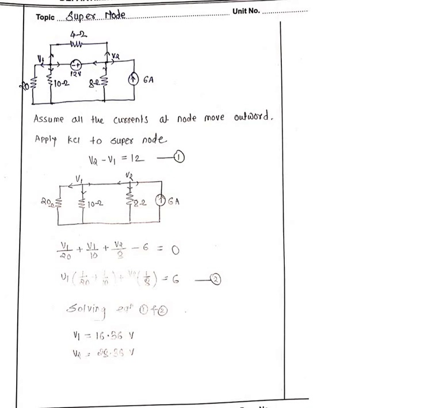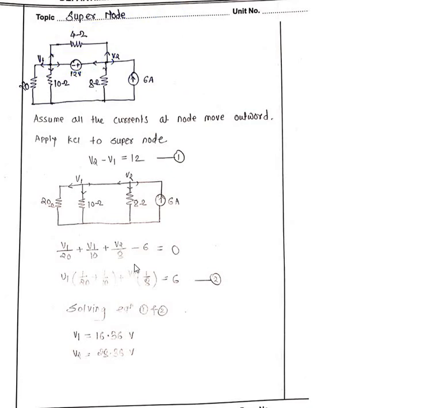What is the super node? A super node is nothing but between the two nodes. See, what is a node? V1 is one node, V2 is another node. Between two nodes, what is there? A voltage source is present. If a voltage source is present between two nodes, you come to know it is a super node. That's all.